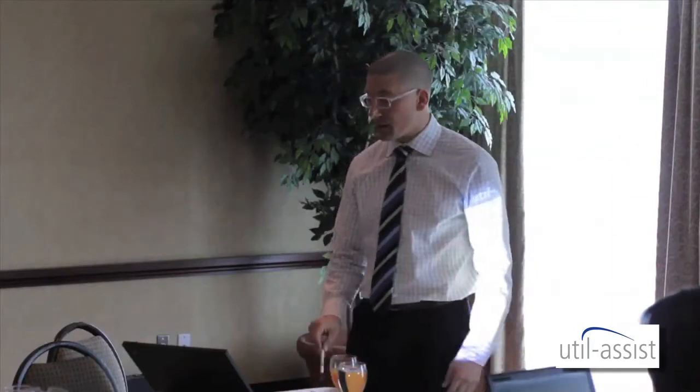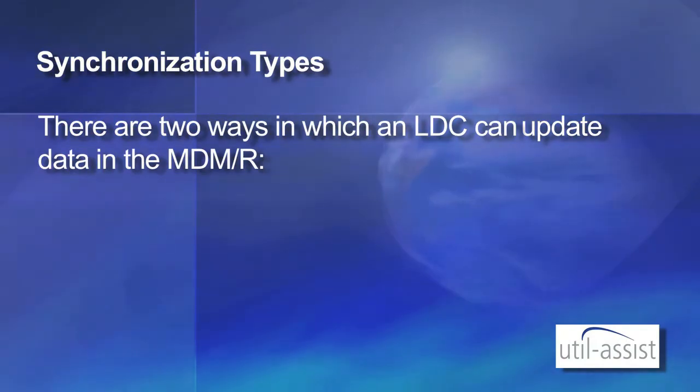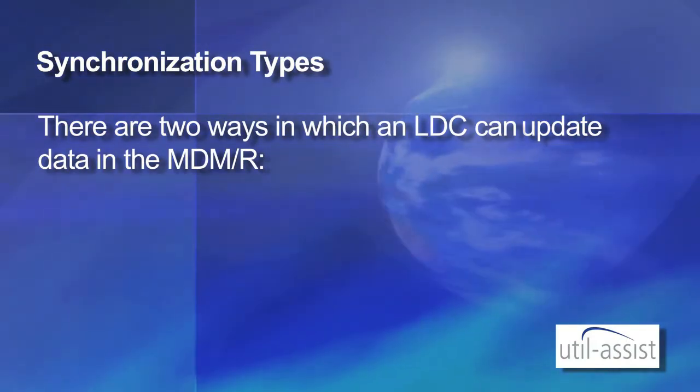It can be very impactful to your process, because what the sync files are really doing, for the most part, is setting up the processing of meter read data. So if you've incorrectly synchronized which SDP a meter belongs to, that meter's consumption will be attributed to the wrong SDP. There are two ways in which the LDC can update data in the MDMR.